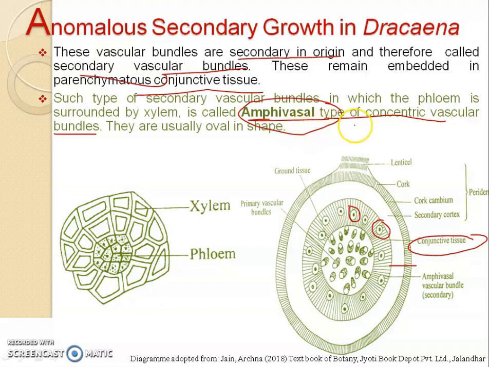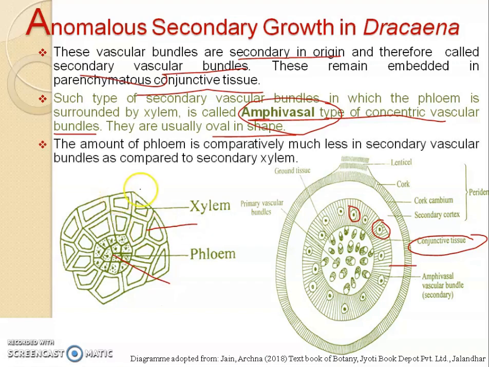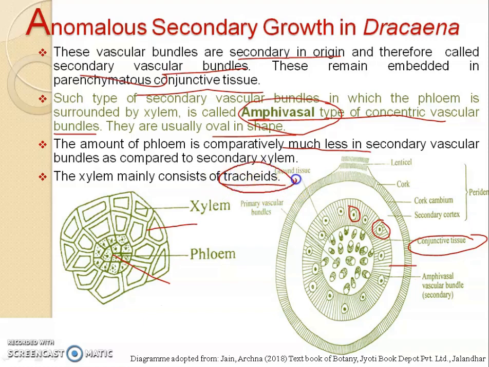by xylem, and these are oval in shape. In this case, phloem is totally surrounded by xylem. The amount of phloem is comparatively much less in secondary vascular bundles as compared to the secondary xylem. And the xylem mainly consists of tracheids only. So in this secondary vascular bundle, xylem mainly consists of tracheids, not vessels.